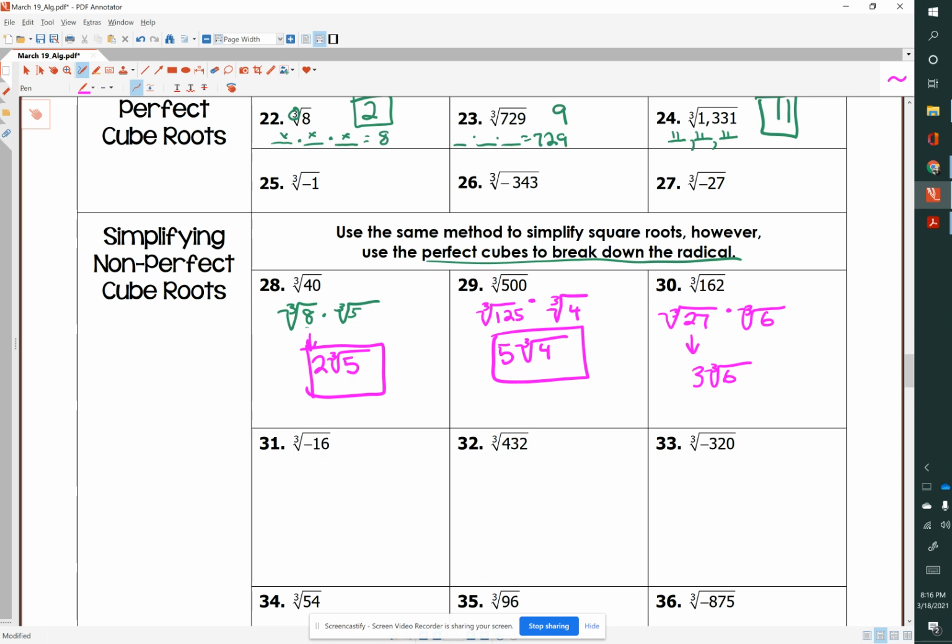Number 31, we're looking for the cube root of negative 16. So we can think of that as the cube root of negative 8 times the cube root of 2. And the cube root of negative 8 is negative 2. So we have negative 2 times the cube root of 2 as our final answer.